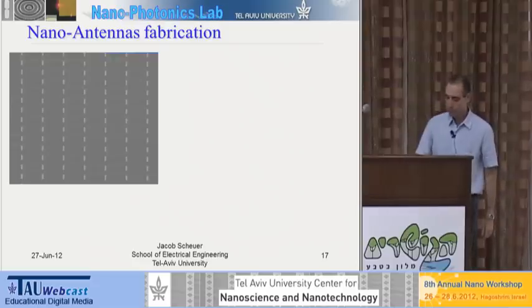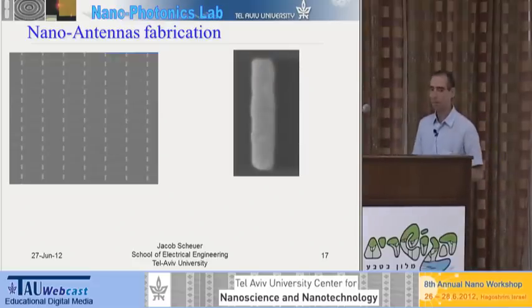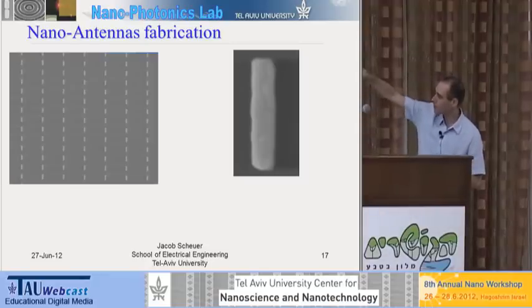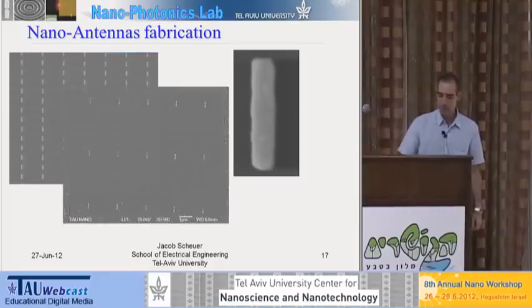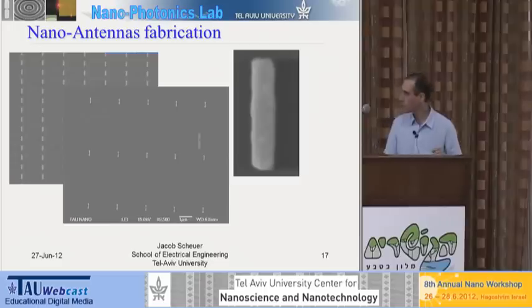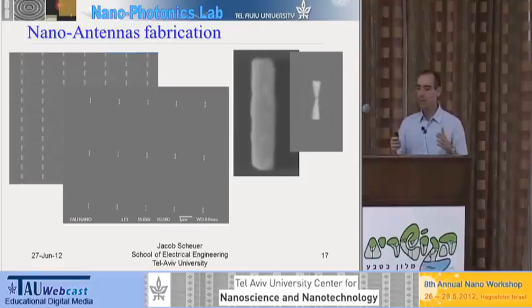This is a very simple dipole antenna. Let's zoom in on that. Very similar to the wire that you have on your car, for example. The only difference is the length. This is about 400 nanometers, and this is about 90 nanometers. We can make many kinds of antennas. One of the antennas that we make is a bow tie antenna. Let's zoom in on that. It looks like a bow tie. The advantage of such an antenna is that it has a much broader bandwidth than a conventional dipole.